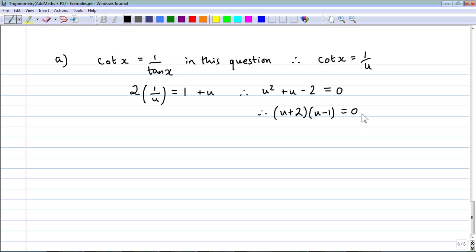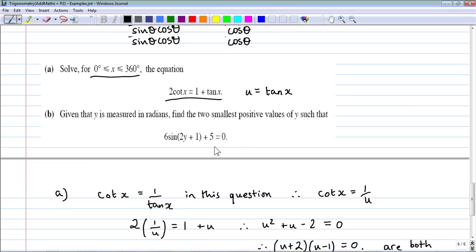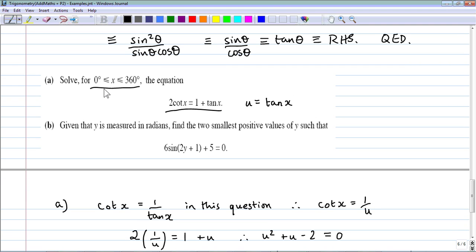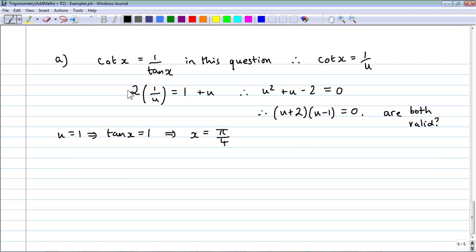Now at this point you should always be very careful, because although there are two solutions, are they both valid? Well, let's examine what they mean. u equals 1 would imply tan x is 1. Well, that would imply x is pi over 4. Sorry, we're working in degrees. Always remember to pay attention to the examiner's choice. Here we have degrees, so we have 45 degrees.